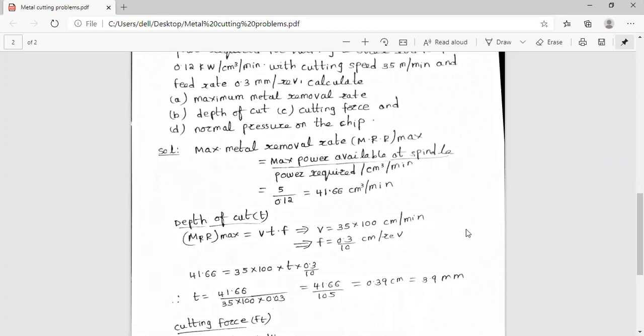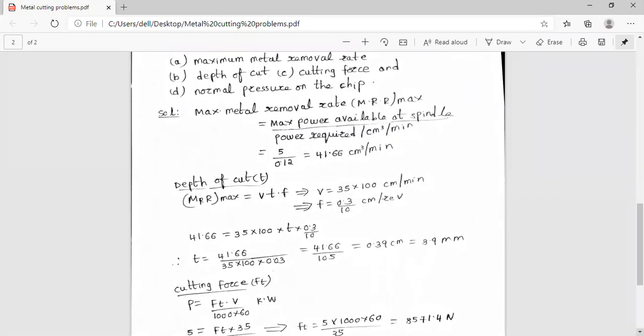So you substitute the values, and you also have to convert the feed rate into centimeters per revolution instead of millimeters per revolution. So t is given as 41.66 divided by this. Substituting the particular equations, you are left with 3.9 millimeters. So that is the depth of cut. The maximum metal removal rate formula is given in terms of cutting speed into depth of cut into feed.